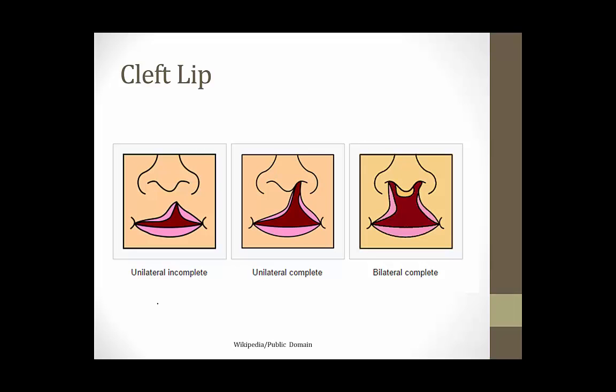There are many forms of a cleft lip. It can be unilateral and incomplete, or unilateral and complete, or it can even be bilateral and complete. And these conditions are usually treated with surgery.